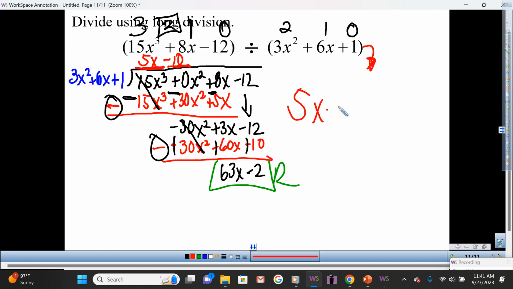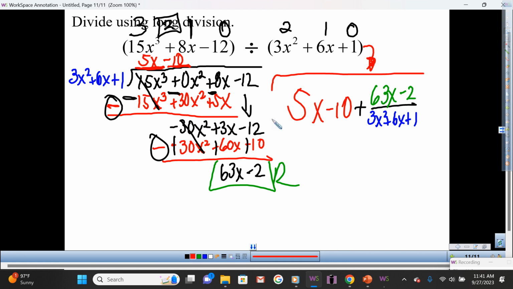5x minus 10 plus, fraction bar, 63x minus 2 over 3x squared plus 6x plus 1, and that is our quotient.